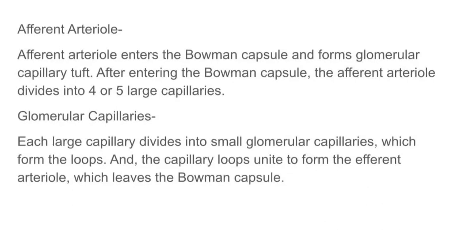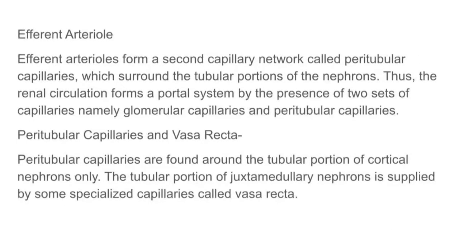After entering the Bowman capsule, the afferent arteriole divides into 4 or 5 large capillaries, the glomerular capillaries. Each large capillary divides into small glomerular capillaries which form the loop, and the capillary loops unite to form the efferent arteriole, which leaves the Bowman capsule. Efferent arteriole. The efferent arteriole forms a second capillary network called peritubular capillaries, which surrounds the tubular portion of the nephrons.